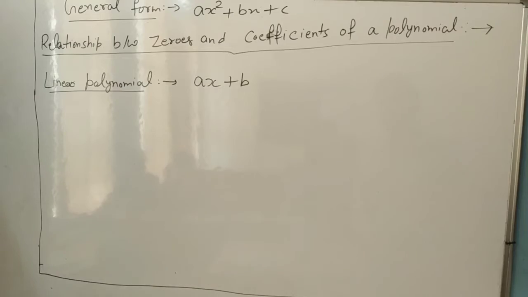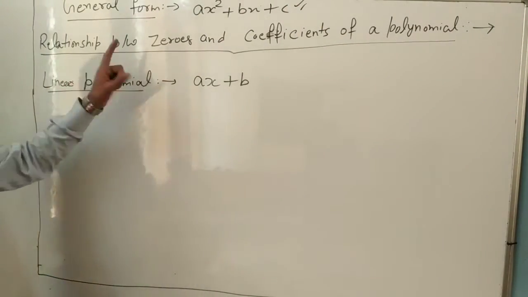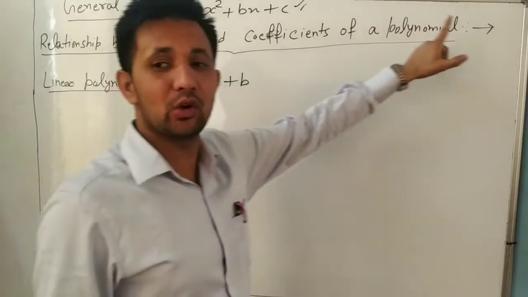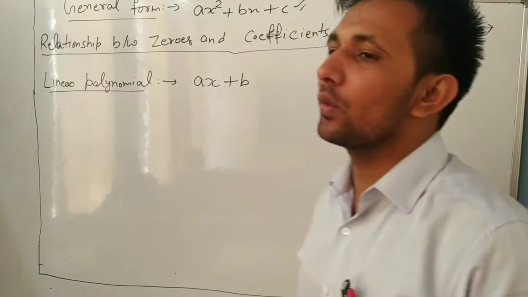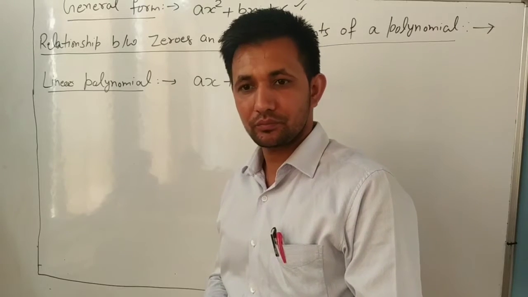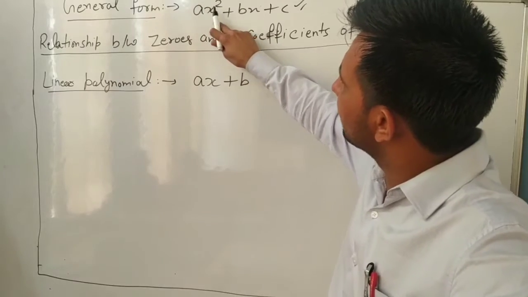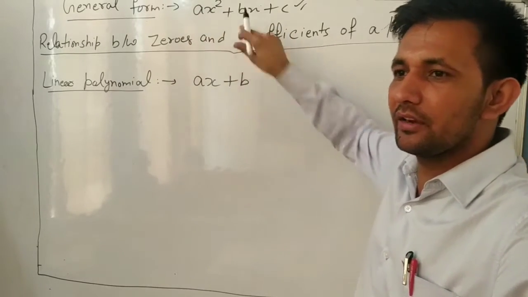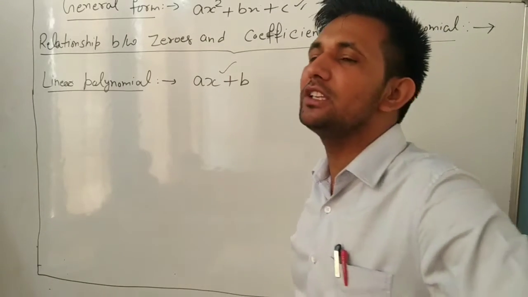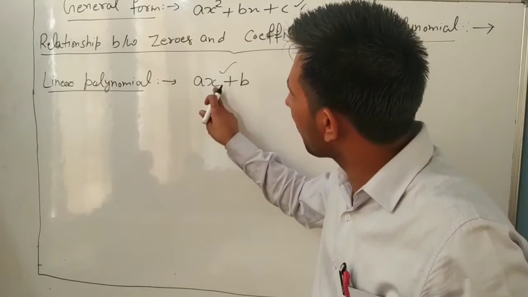Now everyone knows the general form of a quadratic polynomial. Now we will learn something very important: the relationship between zeros and coefficients of a polynomial. Everyone knows what a coefficient is? A number which is multiplied by a variable. Similarly, there is a general form of a linear polynomial. What is a linear polynomial? A polynomial whose degree is 1, the power of x is 1.